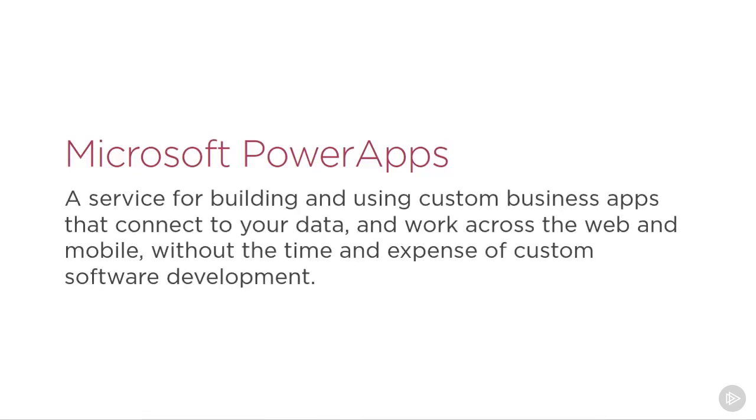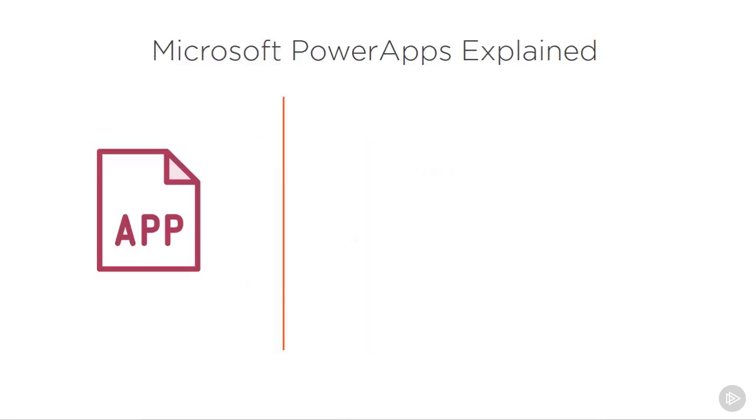Well, it's the platform that's the successor to the Microsoft InfoPath and Access Services that we used to have in previous versions. It's similar to Microsoft Flow because when you sign up, you can connect to more than 220-some-odd services, and you can manage your data either in the cloud or on-prem. So Power Apps is a service for building and using custom business apps that's going to connect your data, regardless of where it is, and also work across the web as well as on your mobile device without the time or the expense of custom software development. So that's the definition that's provided to us regarding Microsoft Power Apps.